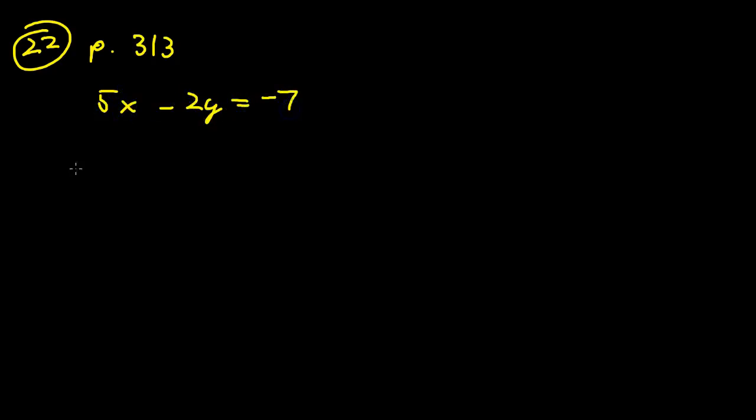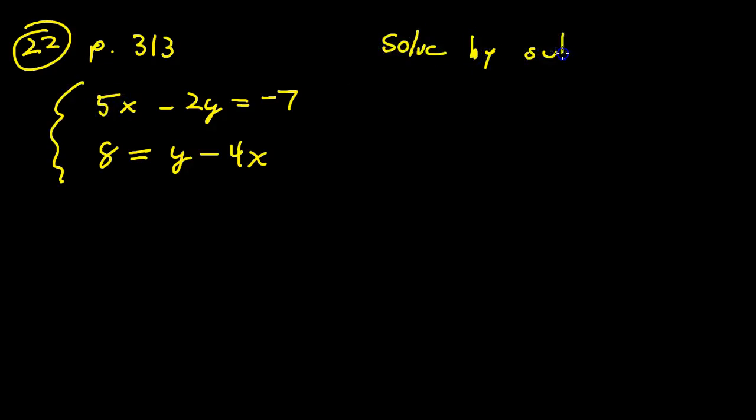All right, last one today. We're going to do number 22 on page 313. Another 2x2 system. 5x minus 2y equals minus 7. And 8 equals y minus 4x. All right, 2 equations with 2 unknowns that we're asked to solve for simultaneously. We'll do it by substitution. I think it's pretty clear in the second equation it's probably best to solve for y here.